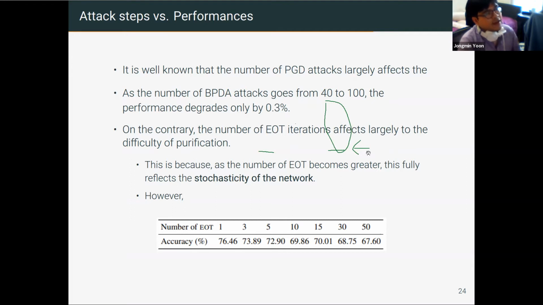On the contrary, the number of EOT iterations affects the difficulty of the purification largely. This is because as the number of EOT becomes greater, it fully reflects the stochasticity of the network and weakens the effect of the randomized classifier. However, when the number of EOT becomes larger than 10 or 30, the accuracy seems to converge to about 67% on the CIFAR-10 dataset.